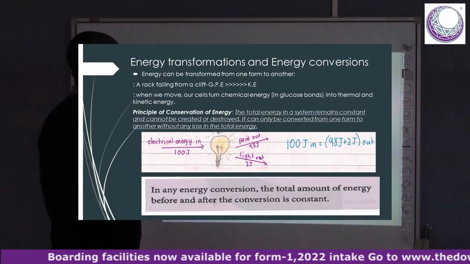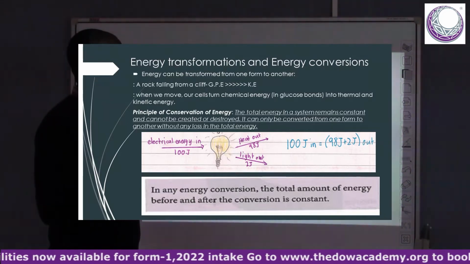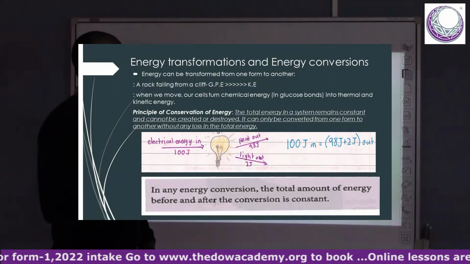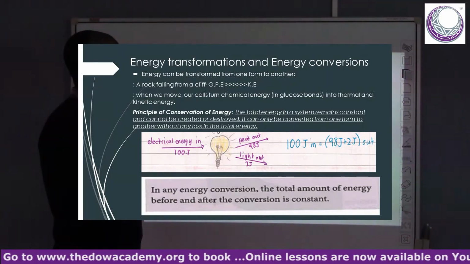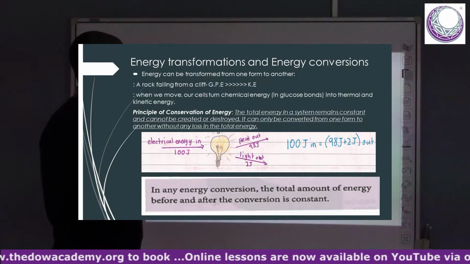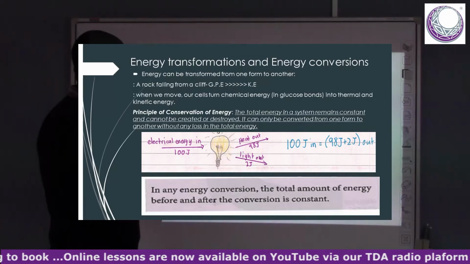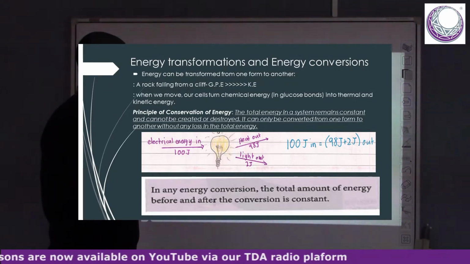So when we move, our cells turn chemical energy. When we are doing our daily activities, we have chemical energy inside our bodies from the food that we've eaten, which is now converted to thermal energy, which someone can call heat energy, and also kinetic energy, the movement that you are doing with your muscles.